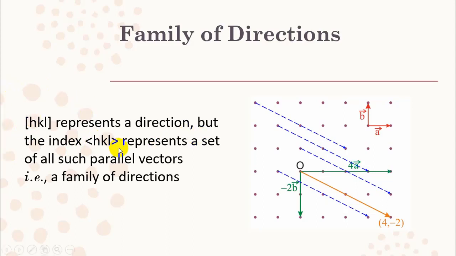Let's see this picture. We have drawn a direction from zero, or origin O, to this point. Then we have similar directions with parallel vectors, and these are represented by blue lines. All of these blue lines represent a set of parallel directions, which is represented by the same hkl.